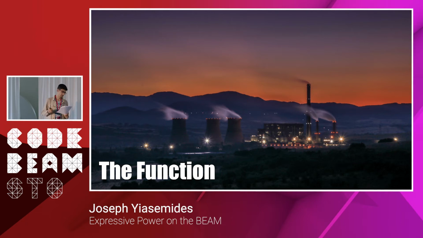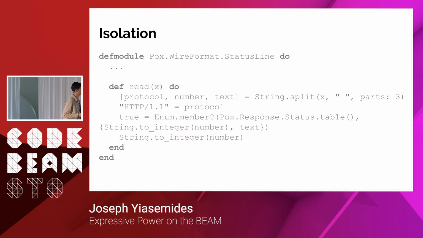But I'd say that actually our first line of isolation, success or failure, should really be the function. So here's POX again. This is the part of POX that reads a status line from an HTTP request. The first line here basically splits things up into a protocol fragment, a number, and the text for the status. And then on this line, we're asserting that it's HTTP 1 because this is all we're dealing with.